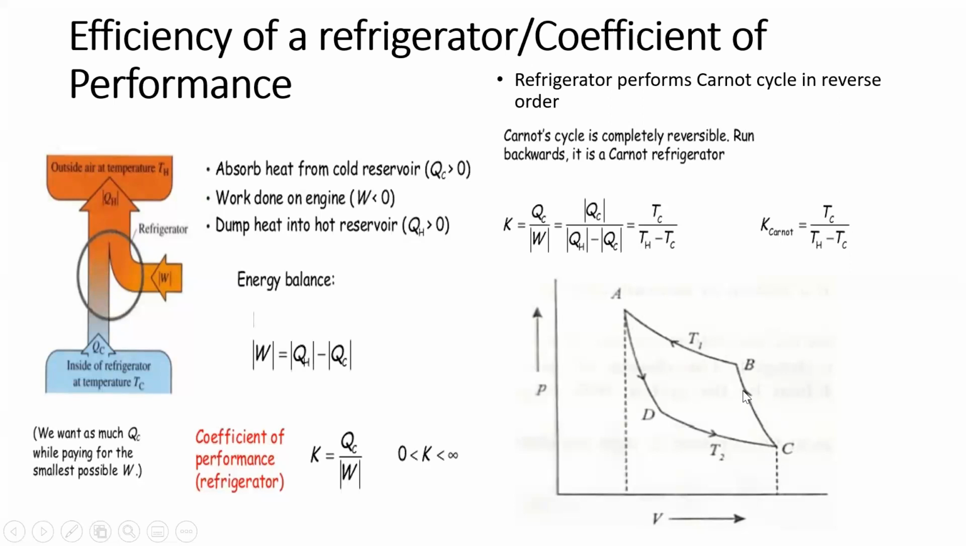So this is adiabatic compression, isothermal compression. So it goes in the reverse way. The same Carnot cycle run in the reverse direction. That's how a refrigerator works.